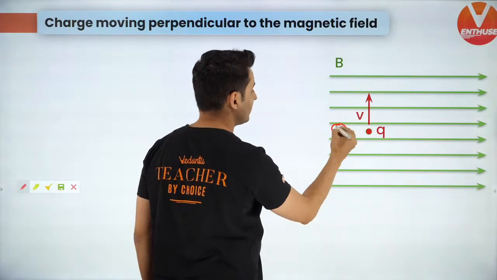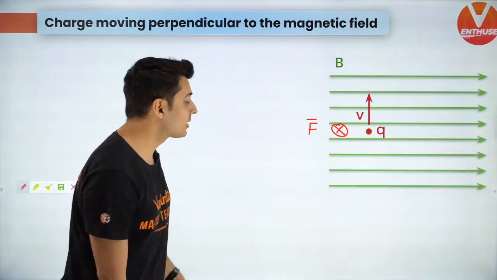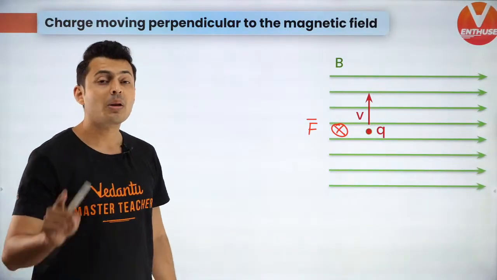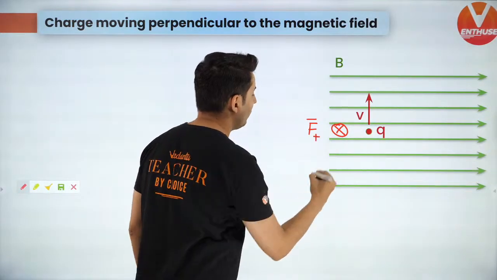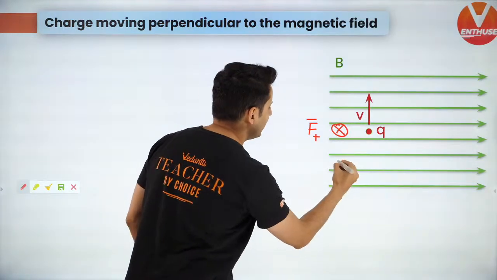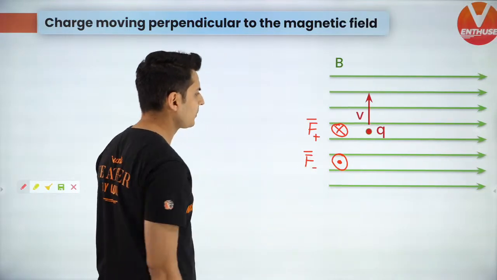So it will be inwards, so I'll show it as a cross. That's the direction of the force applied on that charged particle, provided it is positive. This will be the force on a positive particle, and if it was negative, it is exactly opposite. I will show it like a dot. Dot means it is coming towards you.